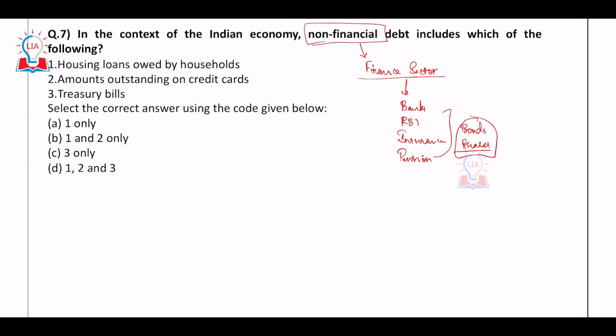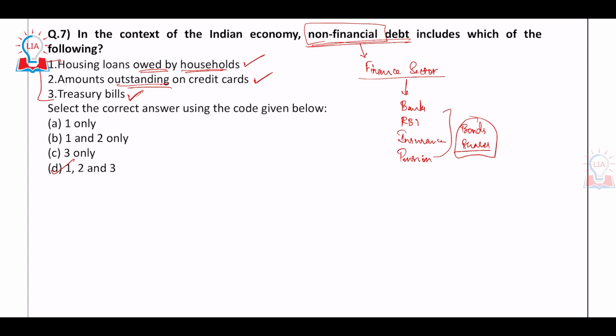Now we'll see which of the following would be included in the non-financial debt. Housing loans owed by the households. So who is owing this? Households are owing this. Do they belong to the financial sector? No. So they are non-financial debt itself. Amounts outstanding on credit cards. Whose money is outstanding here? Whose debt is it? It is the individual's debt. So again, non-financial. Treasury bills. Again, whose debt is it? It is the government's debt to the people. So again, it is not the debt of the bank. So all the three would be non-financial debt.